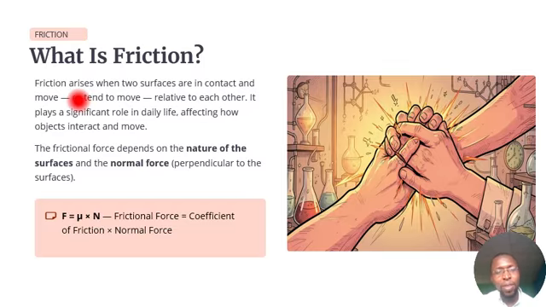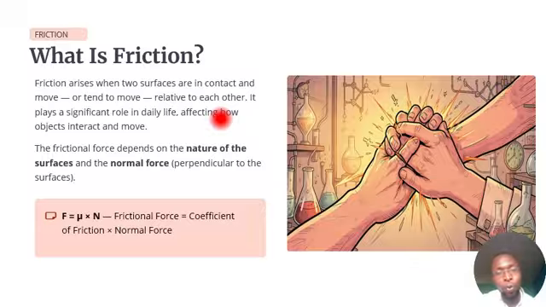Friction arises when two surfaces are in contact. That's very important. When two surfaces are not in contact, we cannot have what we call friction. So we say that friction occurs when two surfaces are in contact and then move or tend to move relative to each other. So being in contact is not enough for friction to occur. When they are in contact and they move relative to each other, then that's when friction will occur.